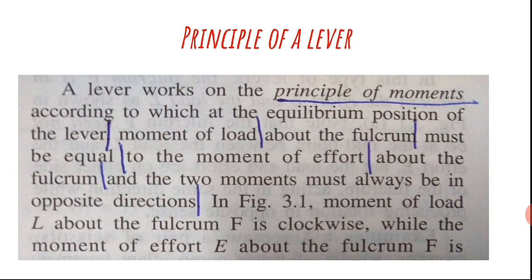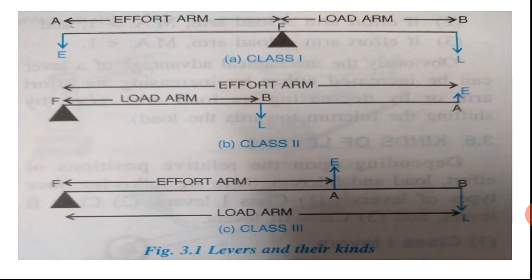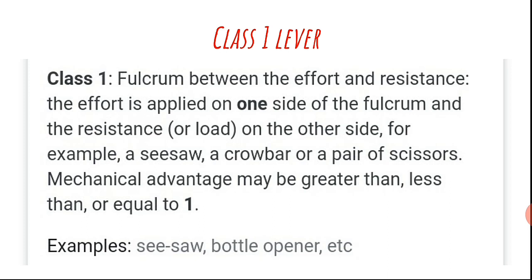Here you can see I have underlined and marked some important words that are keywords of this definition or this principle of a lever. Then we have the levers and their kinds. This is class 1 lever, first one in which fulcrum is in the center, second in which load is in the center, and third and the last in which effort is in the center. So for a memory aid you can learn FLE: F in the center, then L in the center, and then E in the center. Then we have class 1 lever in which fulcrum is between the effort and resistance.